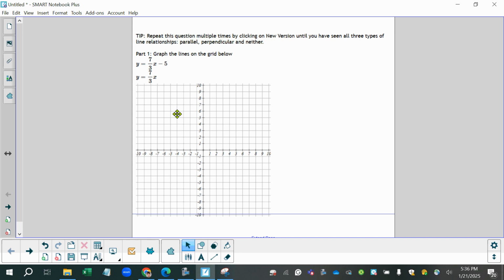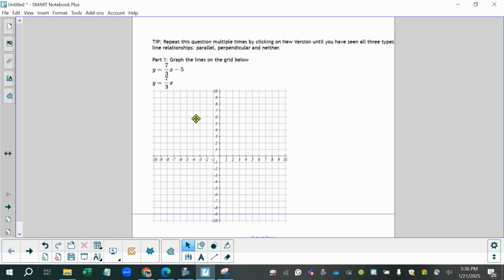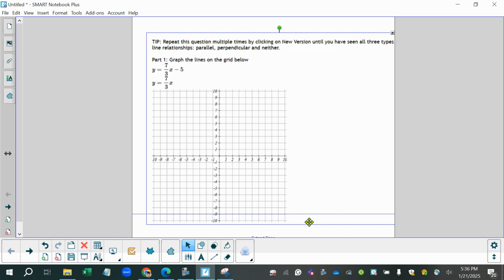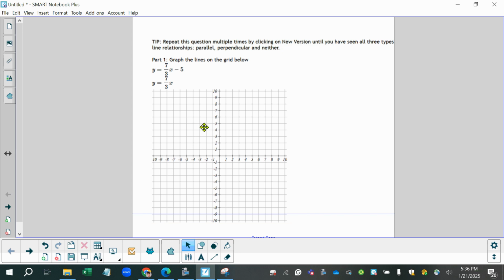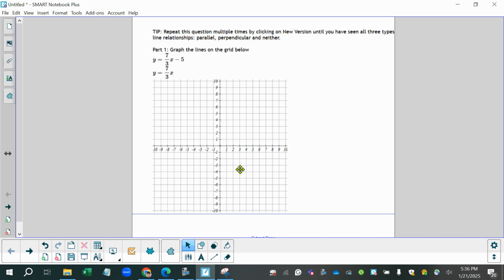So, in each version of this question, you should be given two equations that you can graph both lines on the grid, and then determine whether the relationship between the two lines is that of parallel, meaning side by side and never touching, never intersecting, or perpendicular, which means intersecting at a perfect right angle or 90-degree angle. And neither means that they would be intersecting somewhere, but they're not at a perfect right angle.